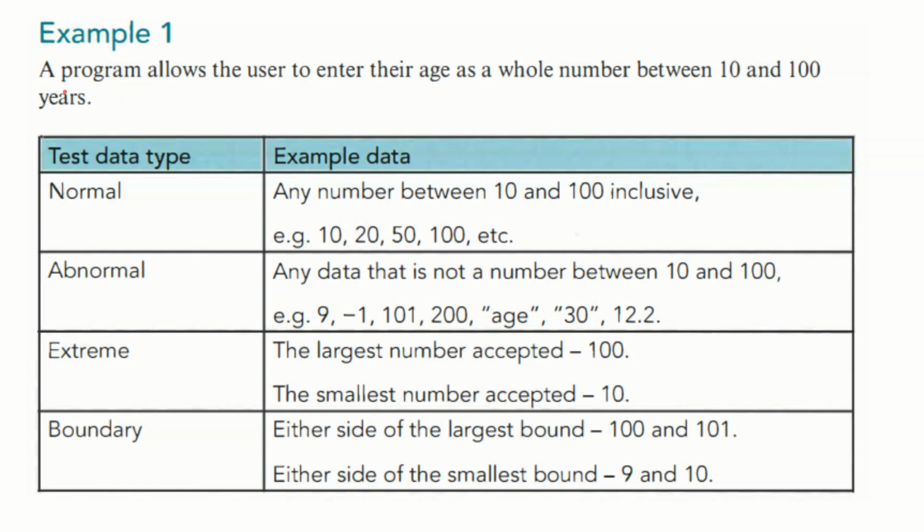Okay, so let's see. Here, a program allows the user to enter their age as a whole number between 10 and 100. Normal data, any of this is good, inclusive. Abnormal, anything outside. Extreme, you can pick 100 or 10. That means this is at the edge of what is allowed. So since we are saying it is 10 or 100, these are extreme.